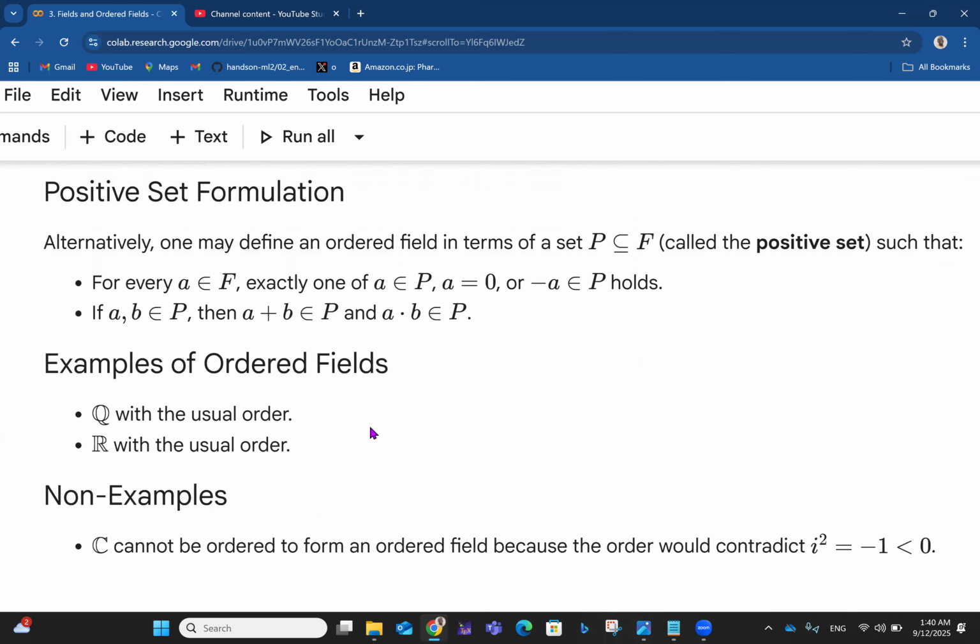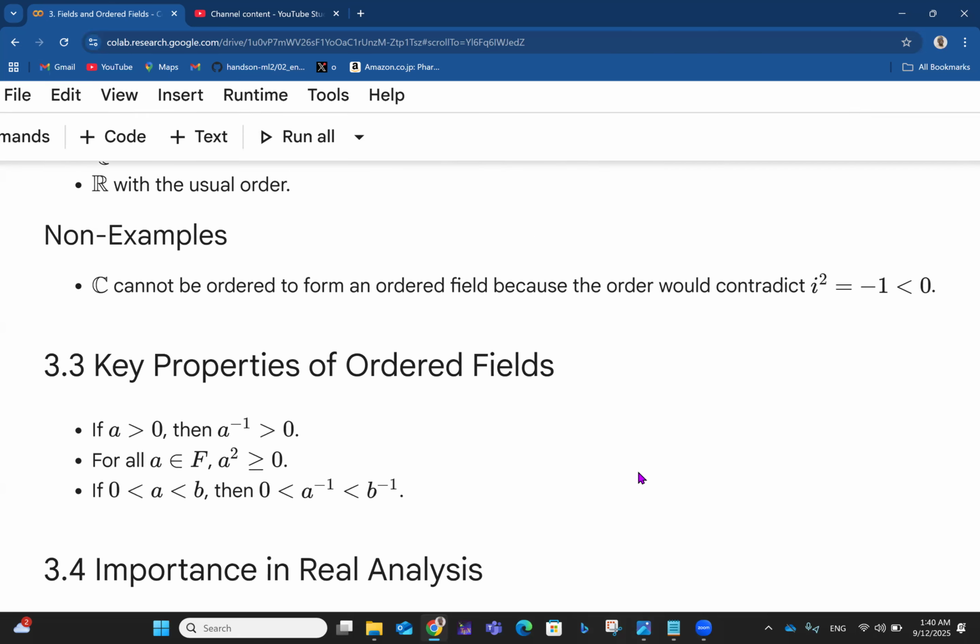Examples of ordered fields: we have Q, this special Q that's talking about rational numbers. The set of rational numbers Q with the usual order is an example. Then the set of real numbers with the usual order is also an ordered field. But then we have a non-example. The set of complex numbers cannot be ordered to form an ordered field because the order would contradict i squared equals minus 1 less than 0. So you cannot order complex numbers. How do you know which one comes before which?